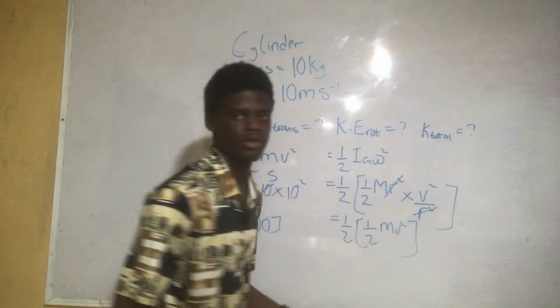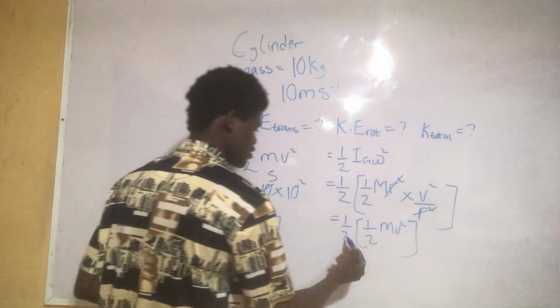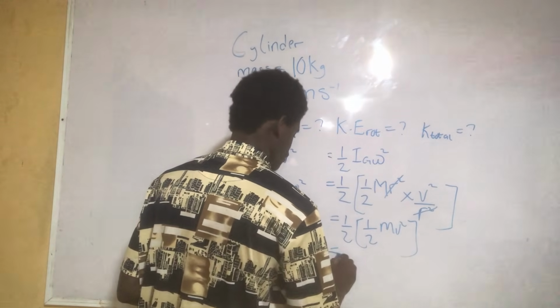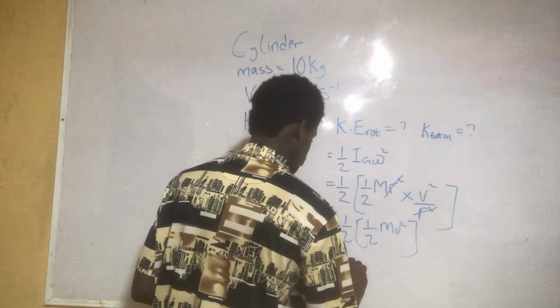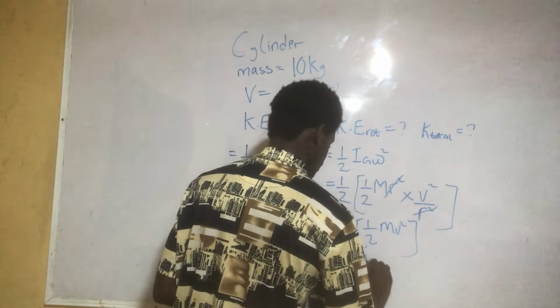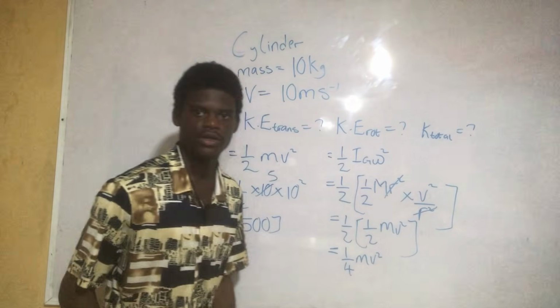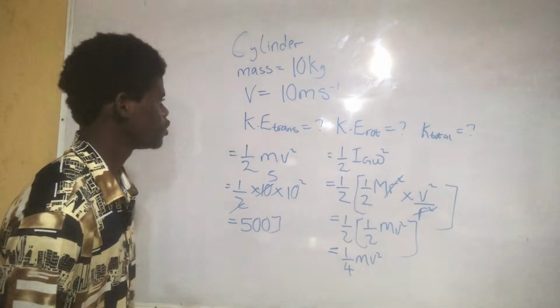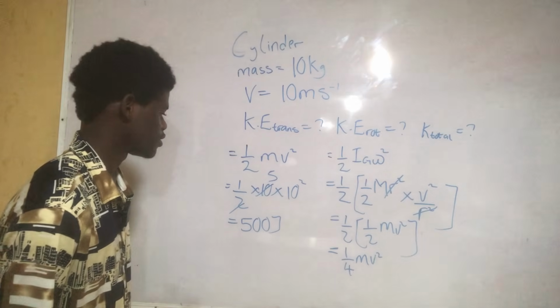When this r squared cancels this r squared, we are going to have half m v squared, that's if we are returning back to our K translational. But here, since it's half, half times half is a quarter, that's 1 over 4 m v squared.